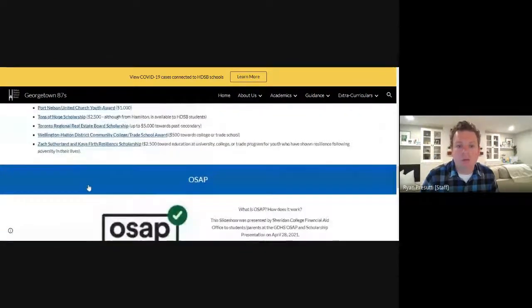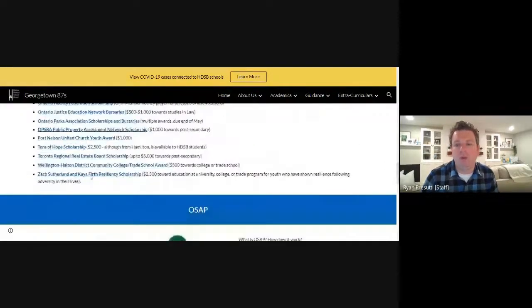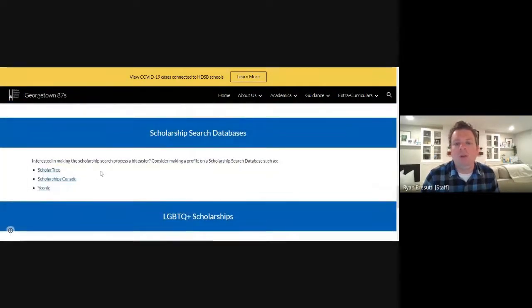And there's a lot here, obviously, that are just local ones, or ones that have been promoted to us locally here at the school. But then there's easier ways to apply to scholarships, and that would be to use a scholarship database. So the three that we often refer students to would be ScholarTree, Scholarships Canada, and Yconic. The best way to describe this would be, it's like online dating for scholarships, where you make a profile, you put in everything that you do, your leadership, your personal qualities, and then you press search and it matches you to scholarships.